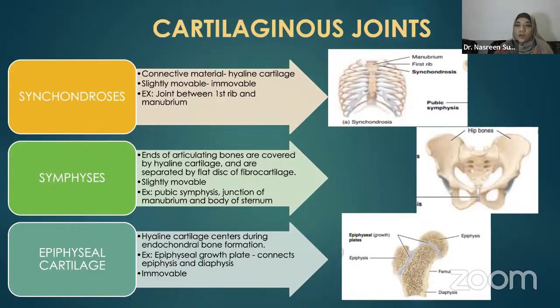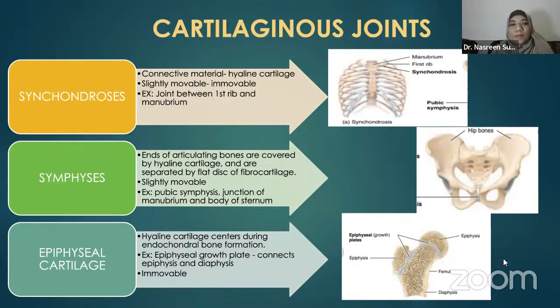So coming to the synchondrosis. Here, the connective material, I told you, should be cartilage. Now, which type of cartilage is present? That you have to remember. So in synchondrosis, you will be having hyaline cartilage between the bones. The connective material will be hyaline cartilage. And as the cartilage is present, cartilage is somewhat flexible, right? So it is very slightly movable, or sometimes it is immovable also.